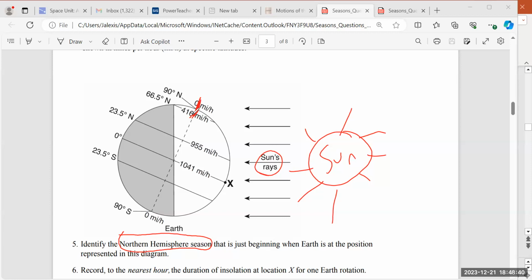What season is it going to be, everybody? It is summer. All right. And why is that the case? Because the North Pole is tilting towards where the sun is. If the North Pole is tilting towards where the sun is, then that means it is summer in the northern hemisphere.